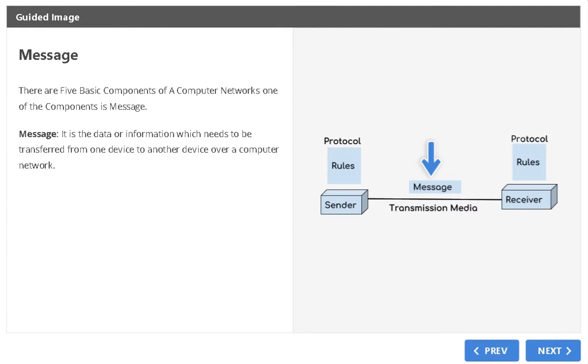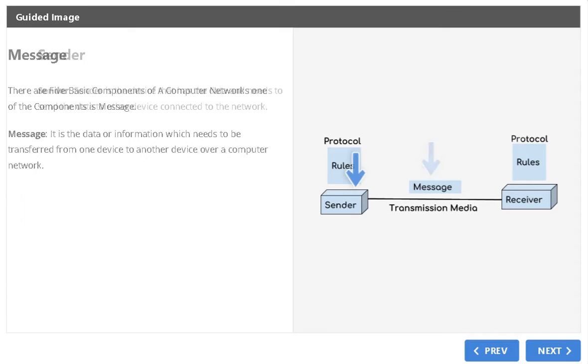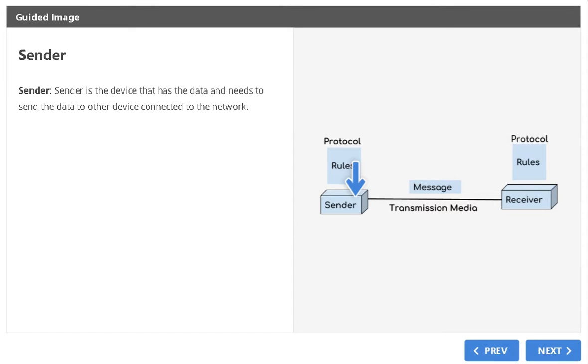There are 5 basic components of a computer network. One of the components is message. Message: it is the data or information which needs to be transferred from one device to another device over a computer network. Sender: sender is the device that has the data and needs to send the data to another device connected to the network.